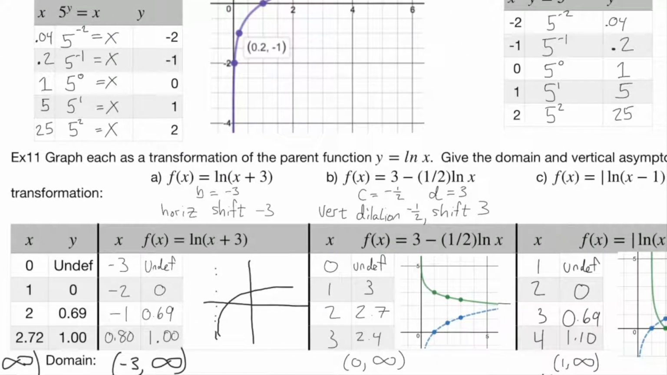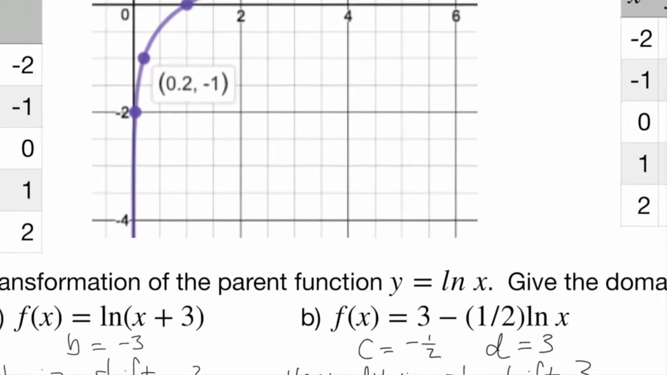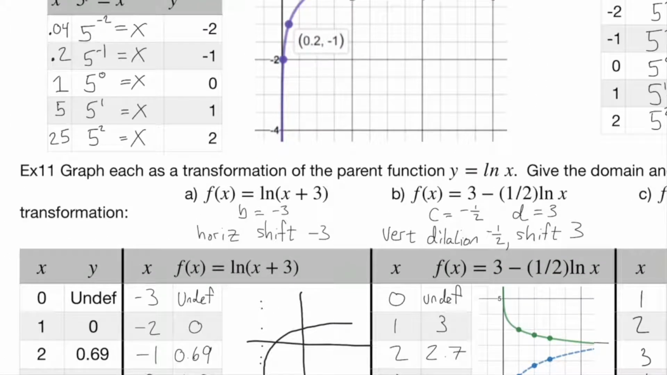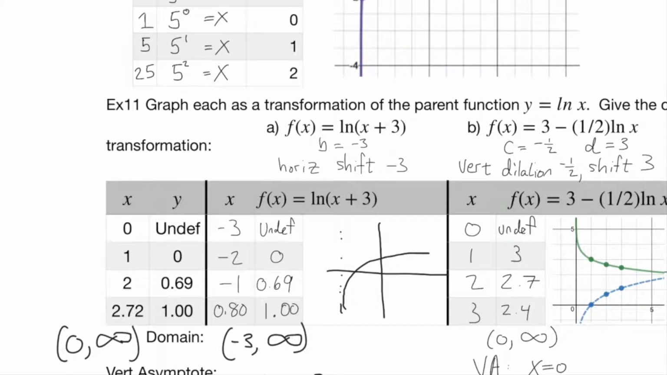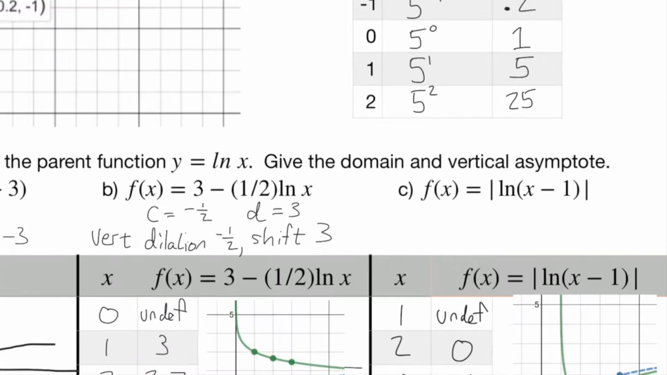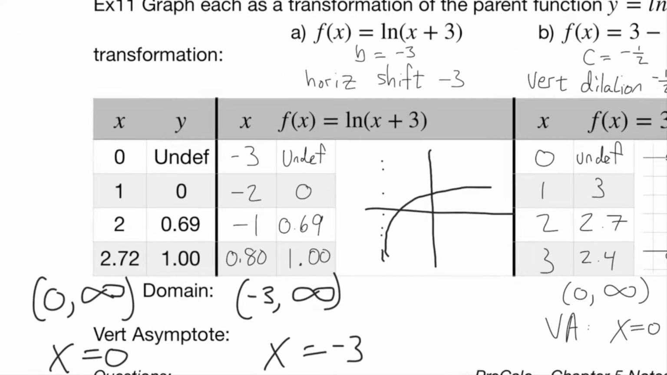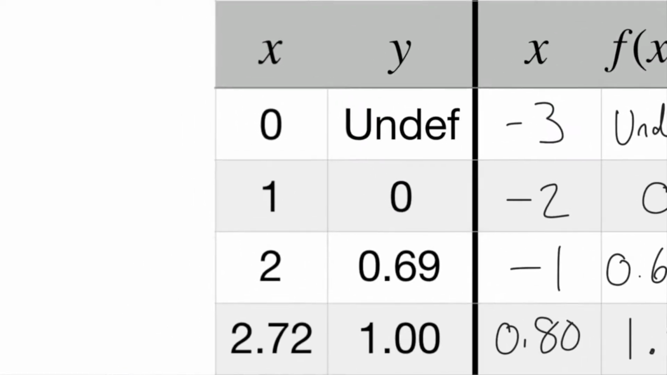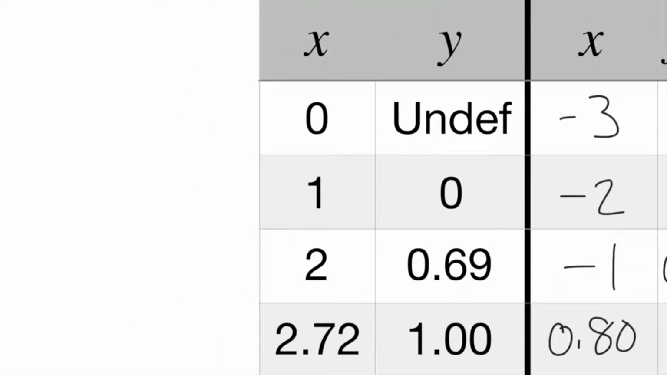Let's graph each as a transformation of the parent function. So if the parent function is y equals natural log of x, and the natural log means base e, give the domain and the vertical asymptote. Okay, well, here's the parent function. Remember, 0 is undefined. 1 is going to create 0, because if the power is 1, then it should have an exponent of 0. If the power is 2, then it should have an exponent of 0.69. If the power is e, then it should have an exponent of 1.